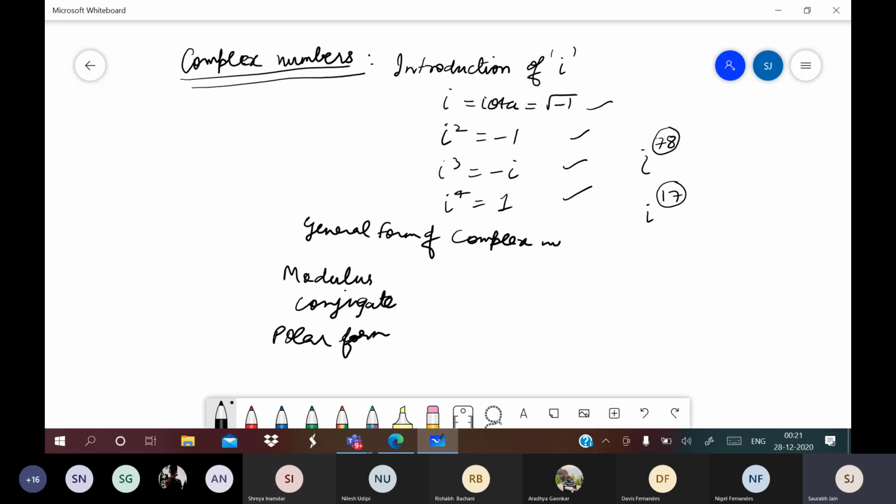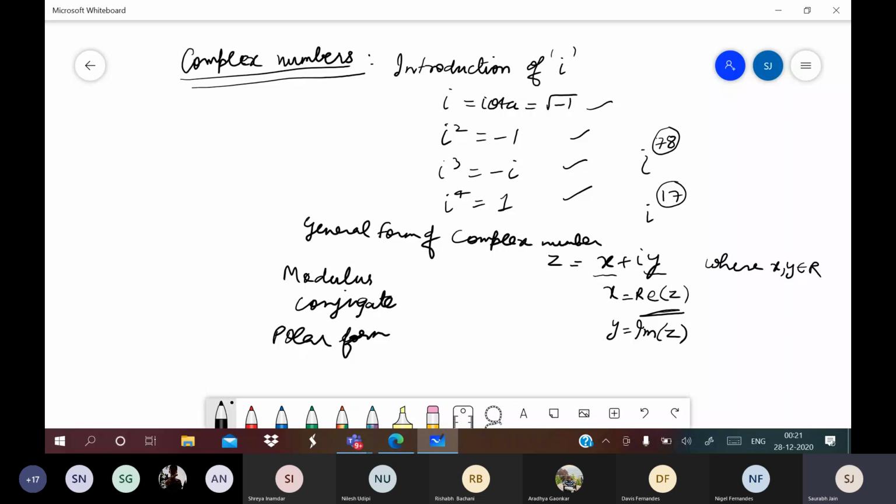General form of complex number means any complex number in mathematics can be represented by this form x plus iota y. Sometimes we write a plus iota b. Where what is x? If you remember, Re z means real part of z. I told you that in this notation both x and y are real numbers. X is called real part of z, y is called imaginary part of z.